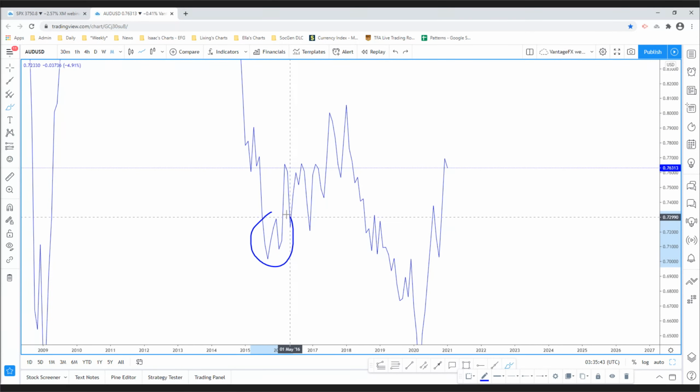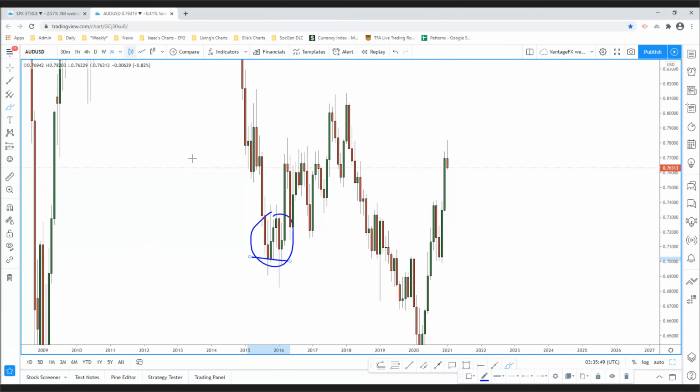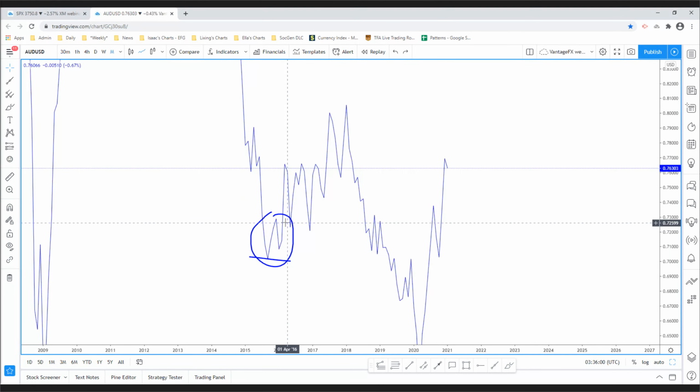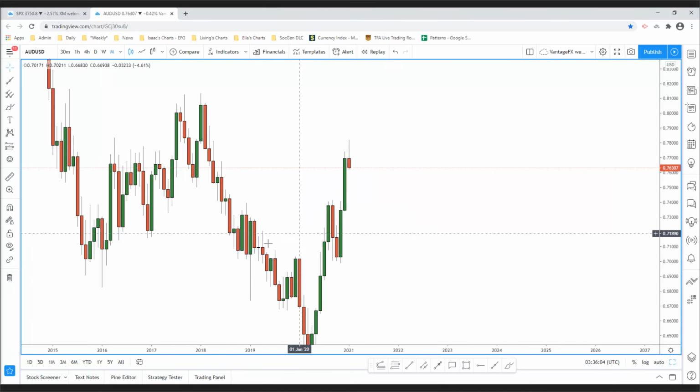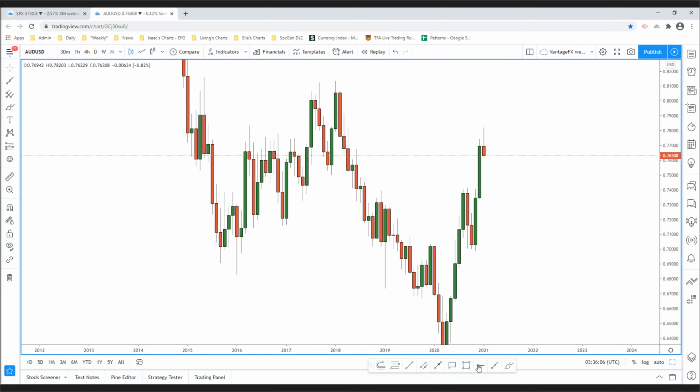But this can be considered a double bottom. Why? Because price made a strong push down and made roughly the same low area. In candlestick, you can see they actually tested the same level, the same low, twice. It broke above the neckline and then went all the way up. So let's measure the profit target. This is the monthly chart, but I just want to show you guys.